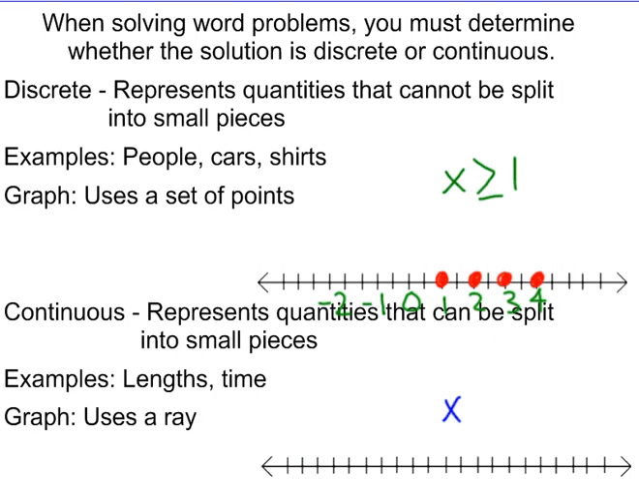So if I have x is greater than or equal to 1, then I'm going to have a solid dot at 1, and I'm going to use my arrow to show that it could be any of those fractions or decimals in between.